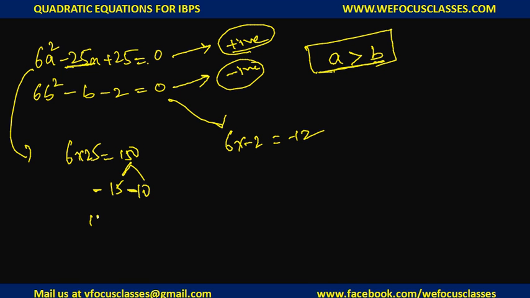So what are the roots, friends? 15 and 10 divided by 6 and divided by 6. So what are the roots here? This is 3 5s are 15, and this is 3 2s are 6, so 5 by 2. And this is 2 5s are 10, and this is 2 3s are 6, so 5 by 3, friends.